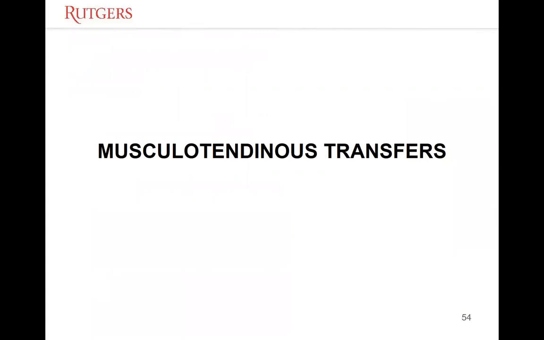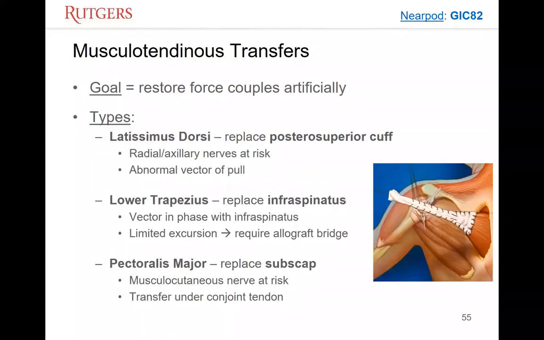The remaining treatment options that we'll talk about start with the musculotendinous transfers aimed to replace rotator cuff function artificially. So the goal of a musculotendinous transfer is to restore the force couples to the glenohumeral joint without having to rely on a fragile repair of degenerative cuff tissues. There are 2 primary types of tendon transfer, including a lat and a pec major.